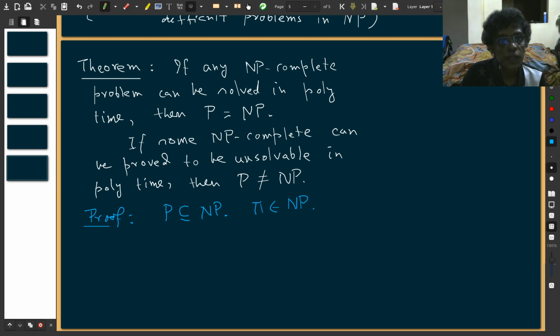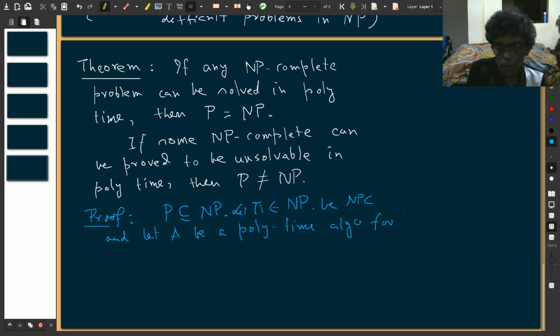Maybe I'll proceed this way. Let pi in NP be NP-complete, and let A be a polytime algorithm for pi. Then I take any pi prime in NP.